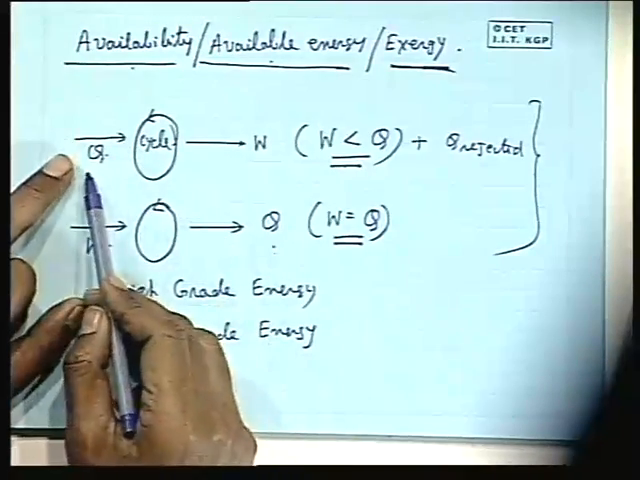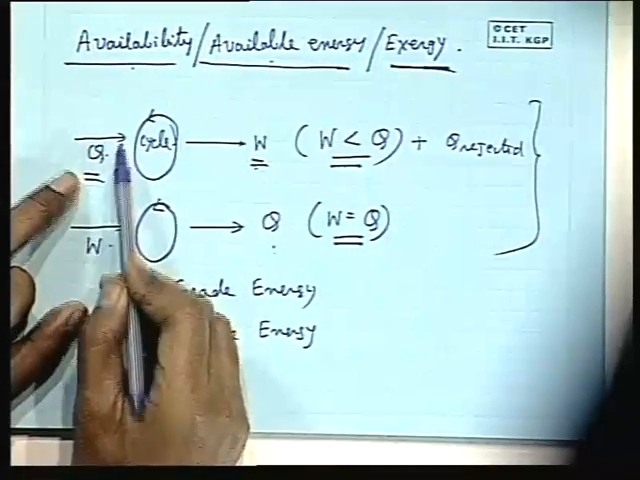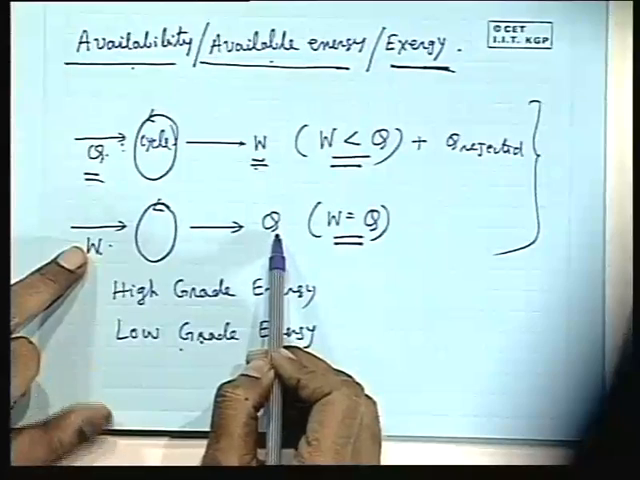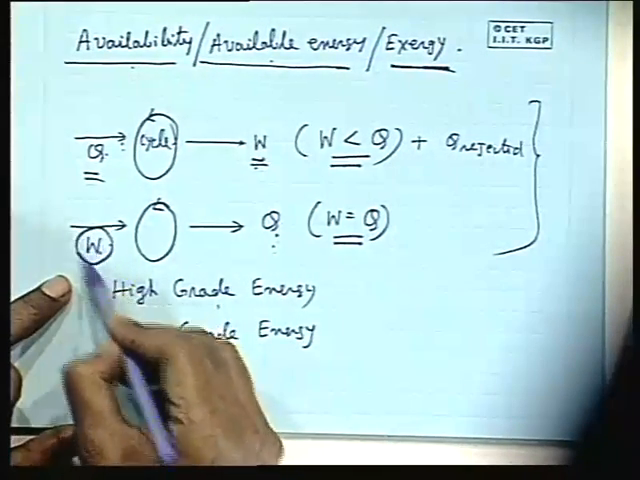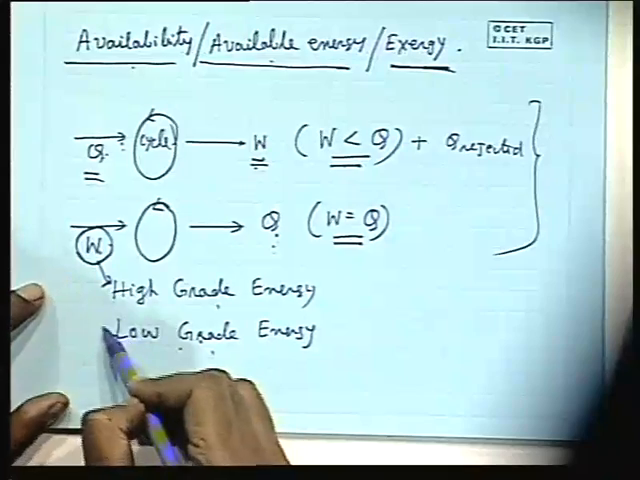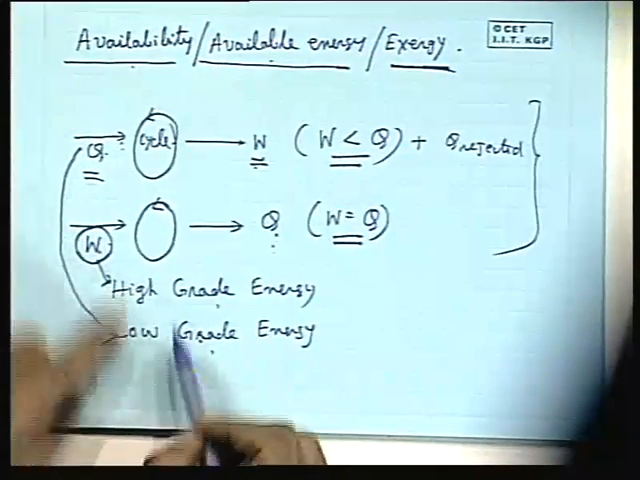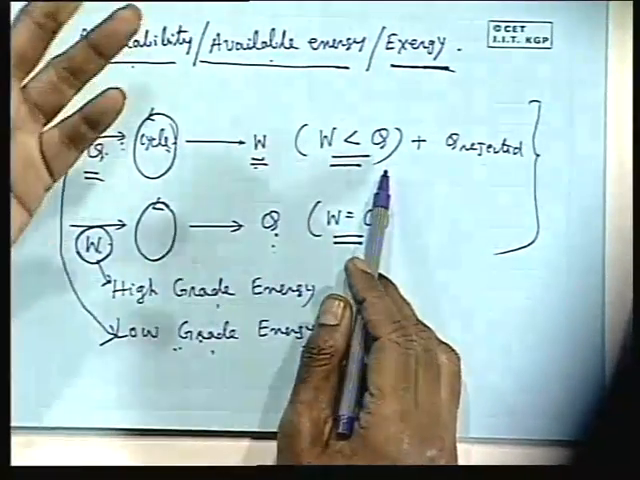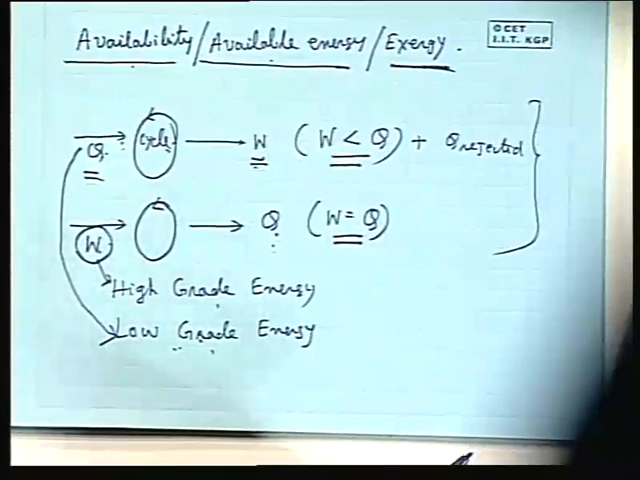If you take the two energies in transit, work and heat, you see that heat cannot be completely converted into work, whereas work can be completely converted into heat. This is the reason for which work is defined as high grade energy, whereas heat is defined as low grade energy. That means the low grade energy can never be converted into high grade energy with an equivalent amount, whereas the reverse is true. But this is not always true for heat energy.